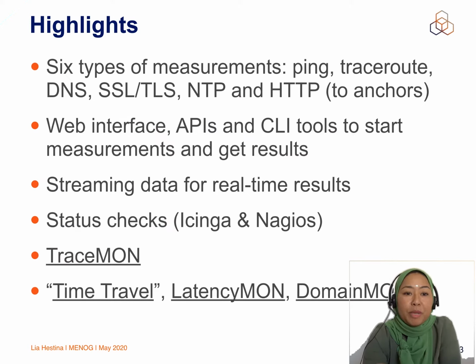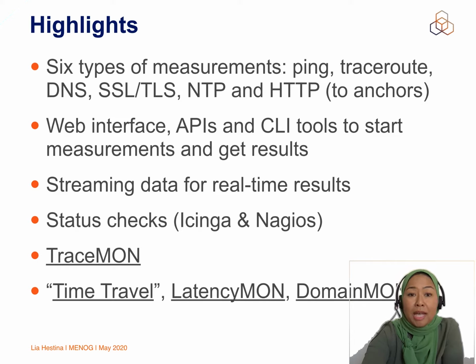There are 6 types of measurement that you can do with the RIPE Atlas. Ping, traceroute, DNS, SSL/TLS, NTP, and also HTTP, which is only available to Anchors. So there are 3 ways of accessing the RIPE Atlas. You can access it via the web interface, you can access it via the API, and also the CLI tools. We also offer streaming data so that you can monitor your network in real time.